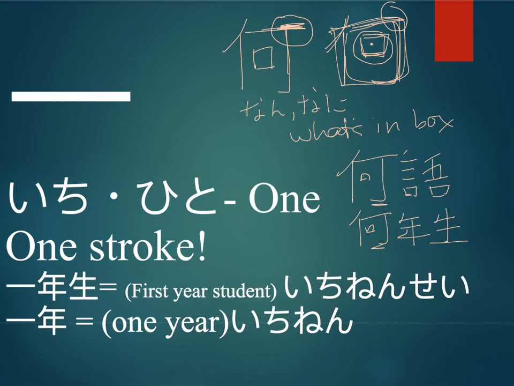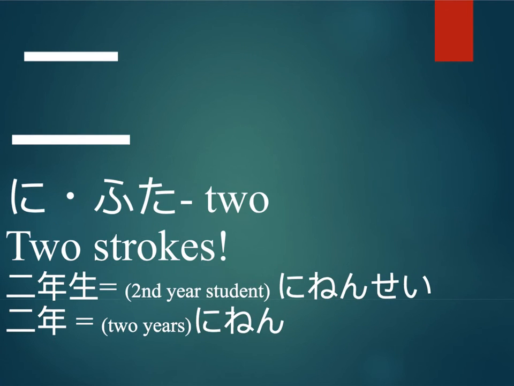This one is ichi. It's the easiest kanji in the Japanese language. It's read ichi or hito, and it has 1 stroke. It just means 1. And it is in compounds like ichinensei, and ichinen means 1 year. 2 is easy. Of course, it has 2 strokes. And it is read ni or futa. And it is in compounds like ninensei and ninen, meaning 2 years.